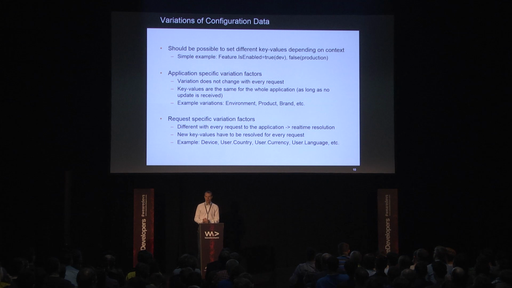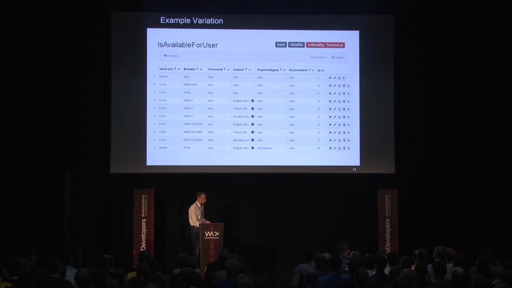In other applications where you want to vary by user specifics, of course you have to do it differently. You have to analyze every single request. Here you see an example. Key is available for user.